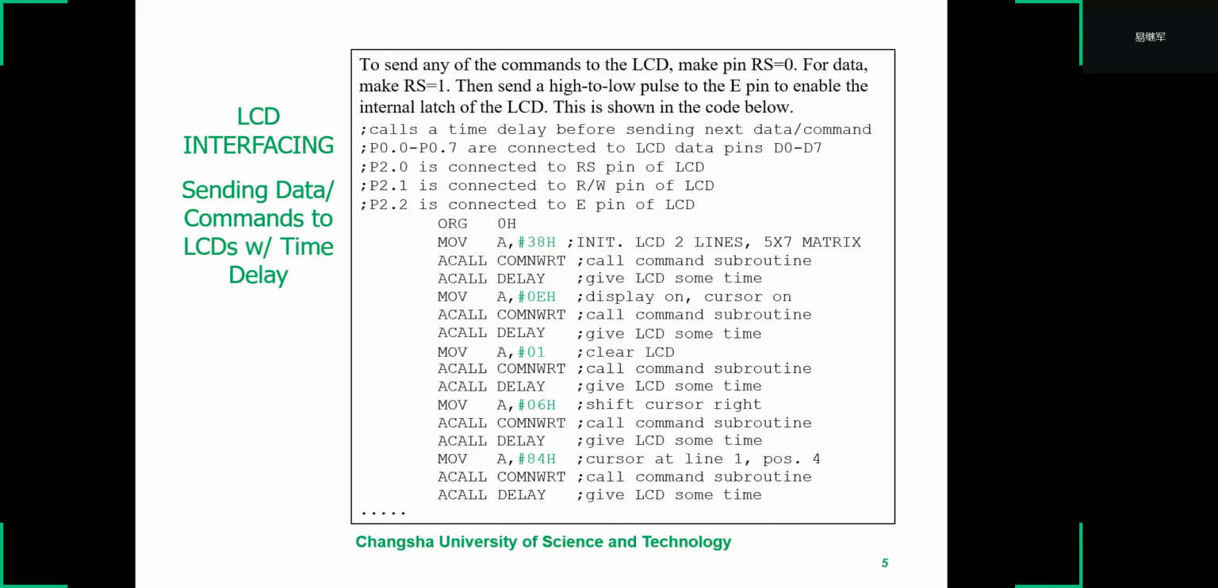Let's see some examples of how to use this LCD. To send any command to the LCD, make pin RS equal to 0. For data, make RS equal to 1. Then send a high-to-low pulse to E, which enables the internal edge of the LCD. This is shown in the code.